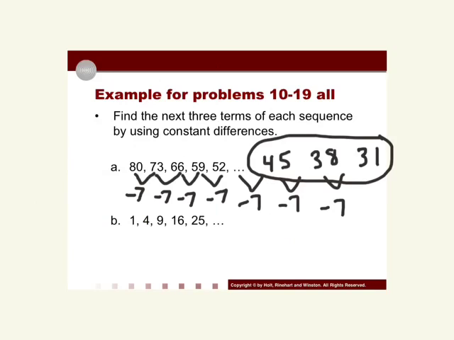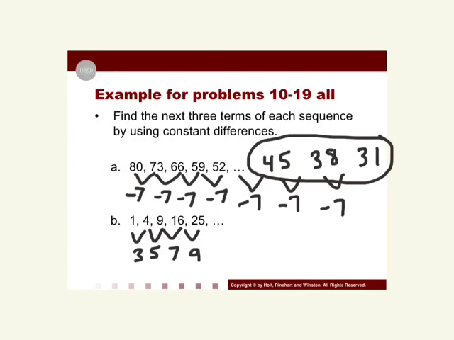Another example, example B here: 1, 4, 9, 16, 25. From 1 to 4, what does it do? It goes up by 3. 4 to 9 goes up by 5. 9 to 16 goes up by 7. 16 to 25 goes up by 9. Oof. I don't see a pattern.